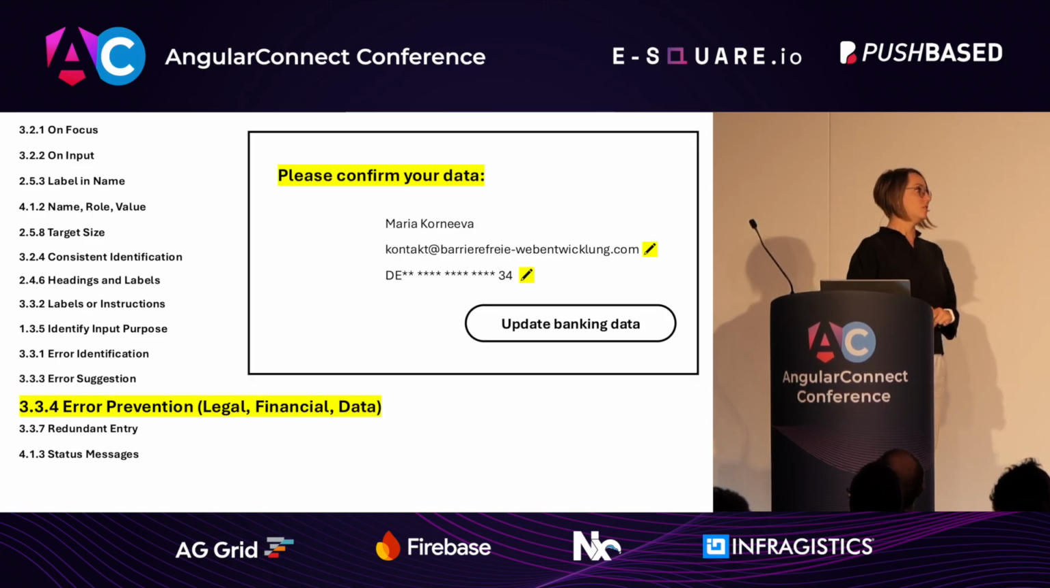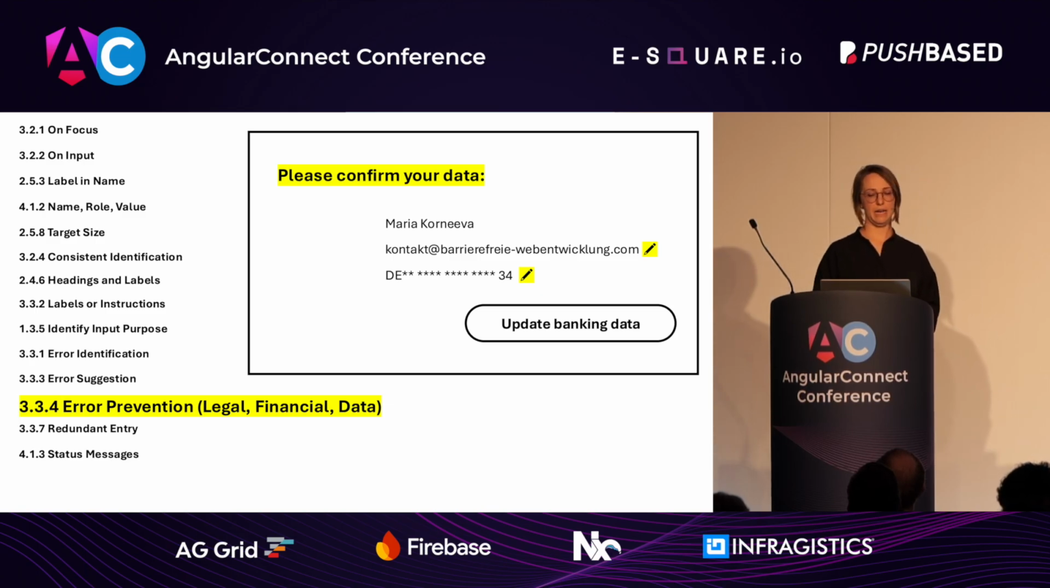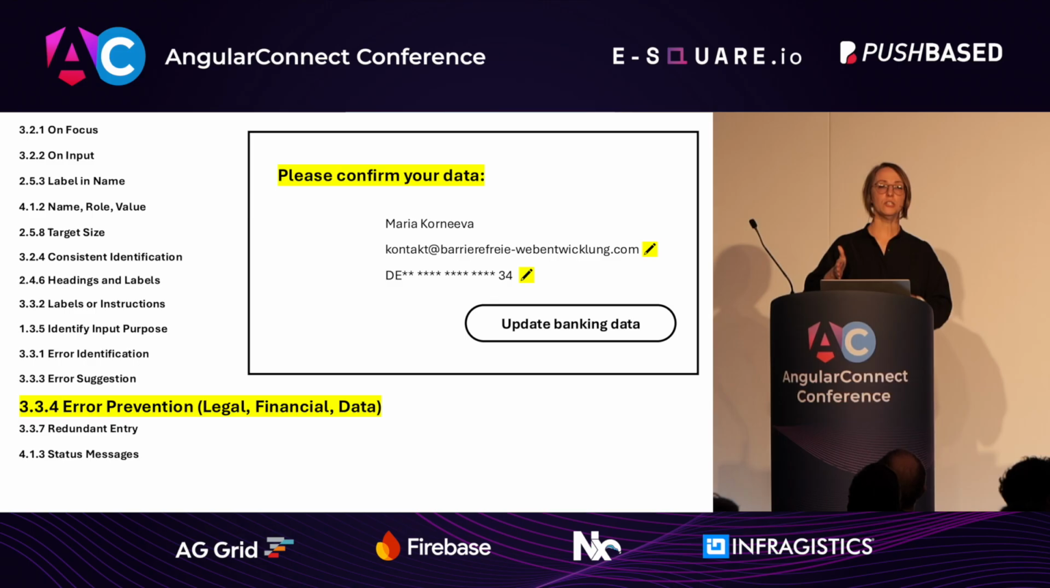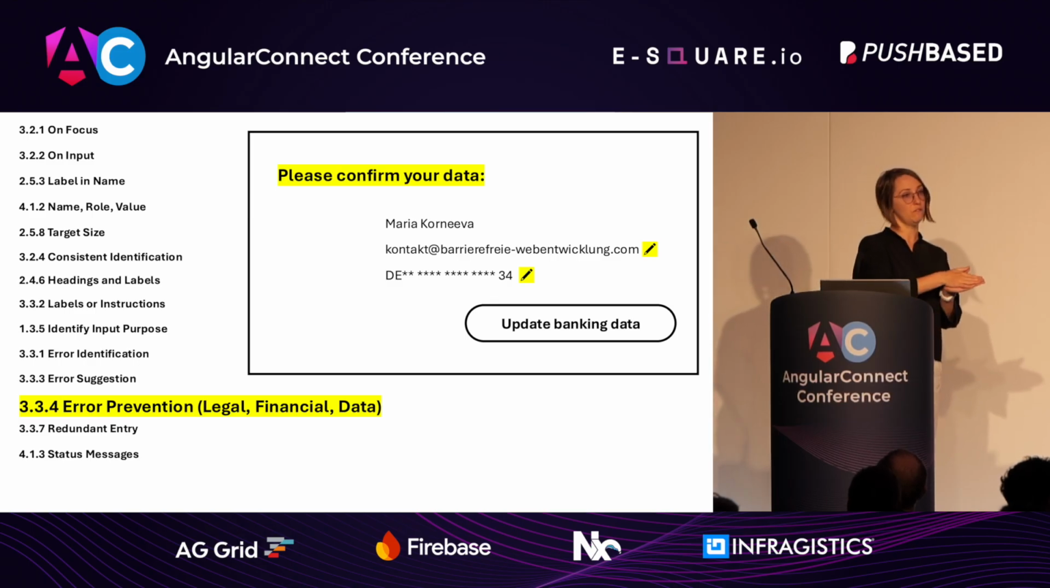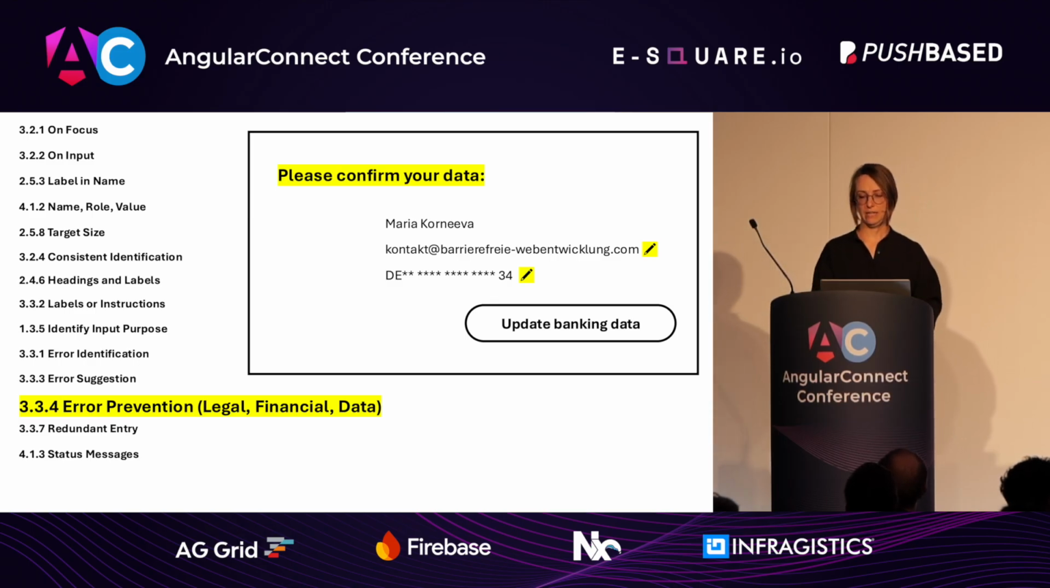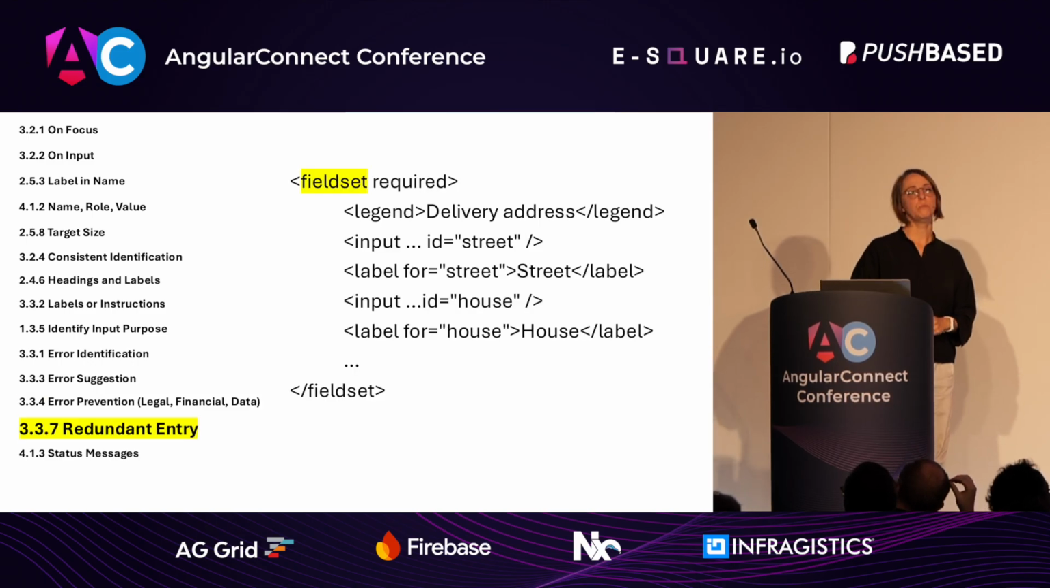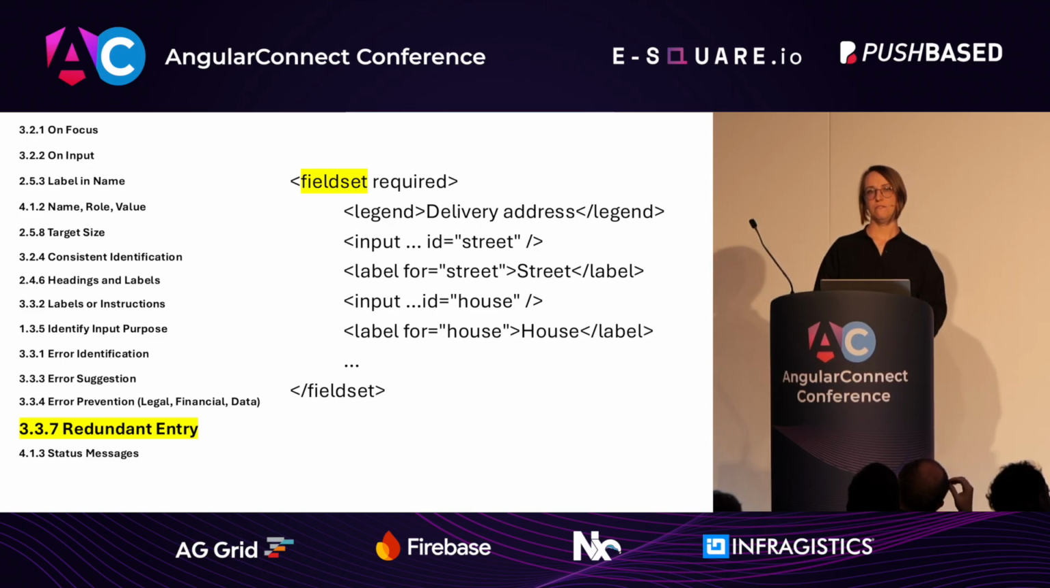Even better is to prevent errors, especially if filling in the form has some legal, financial, or data consequences. So the requirements in Web Content Accessibility Guidelines state that you have to provide a confirmation page where users can double-check their inputs, and/or you have to make this operation revertible, so the users can revert what they just submitted. You should also support the users in case they've entered user-based data within the same session.